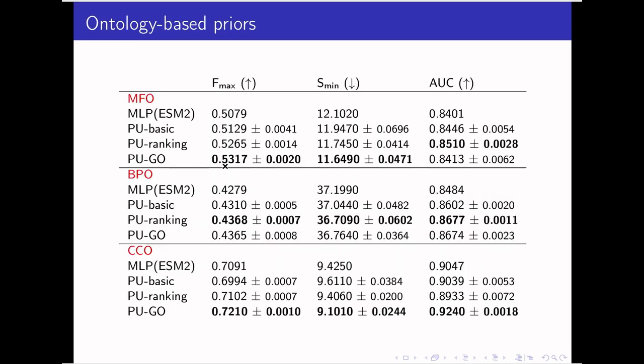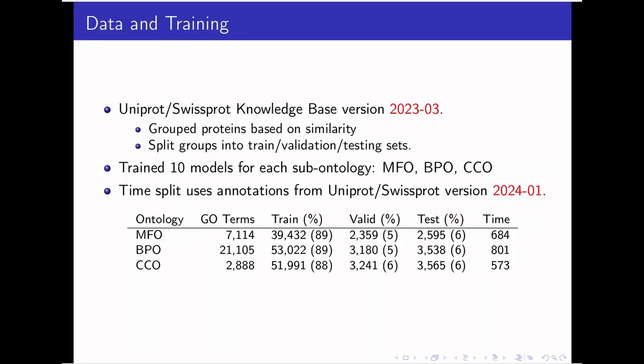So to generate these results, we used the data from UniProt SwissProt. We used the third version of 2023, and to generate our splits, we grouped the proteins based on similarity. So similar proteins were assigned to the same group, and then we split the groups. We did this in order to avoid having similar proteins in training, validation, or testing sets, such that our models do not overfit to similarity.